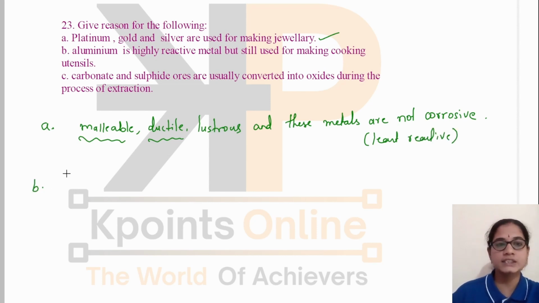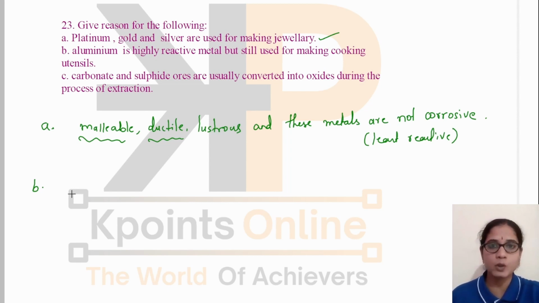Then the next question: aluminium is a highly reactive metal but still used for making cooking utensils. Yes, aluminium is a reactive metal, but what happens? Aluminium reacts with the oxygen present in air to form a thin layer of aluminium oxide.